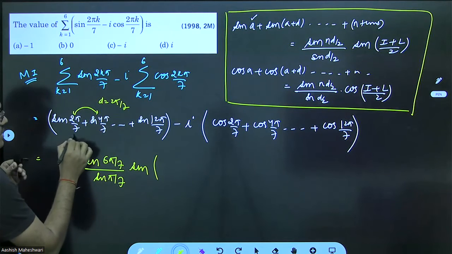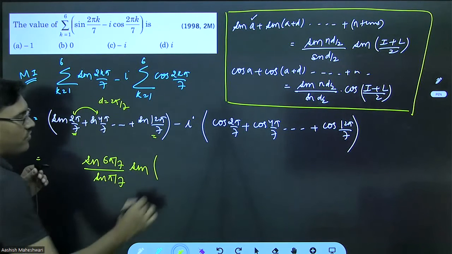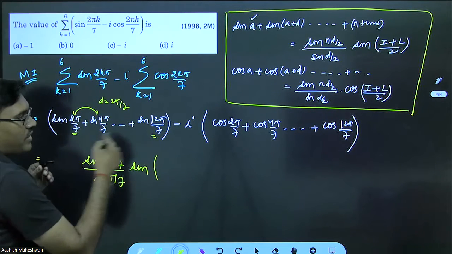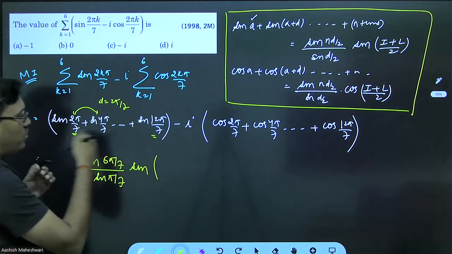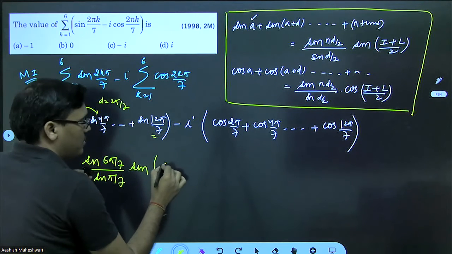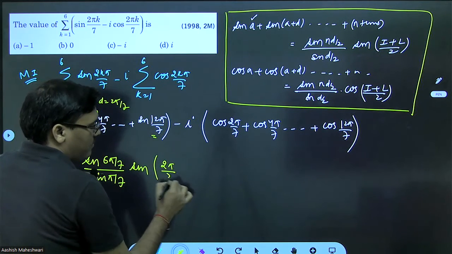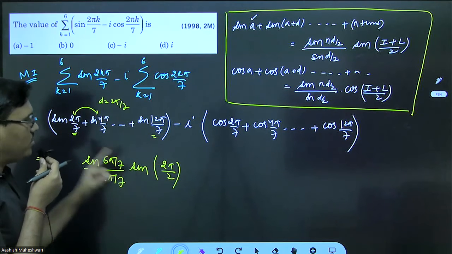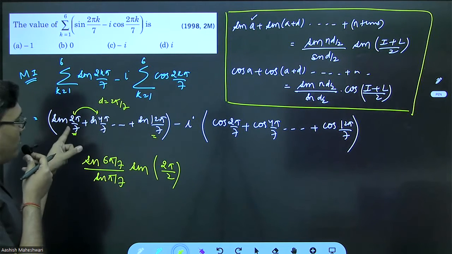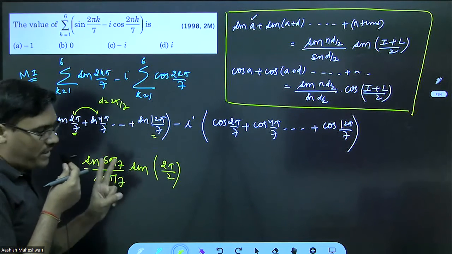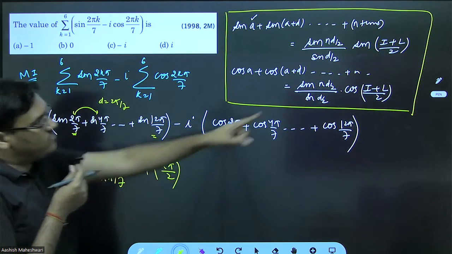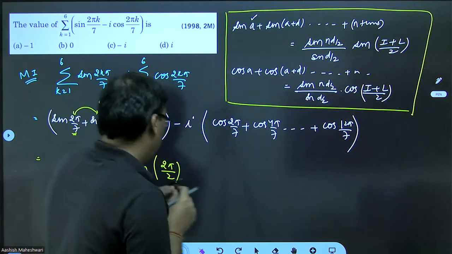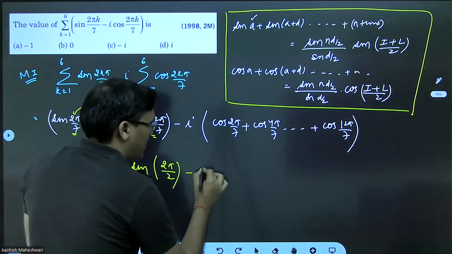Now you can see what first angle plus last angle is. First angle is 2 pi by 7. Last angle is 12 pi by 7. So that is 14 pi by 7, that is 2 pi, divided by 2. I hope this is clear. First angle plus last angle by 2. So what is first angle plus last angle? 14 pi by 7, which is 2 pi, by 2. Minus iota.